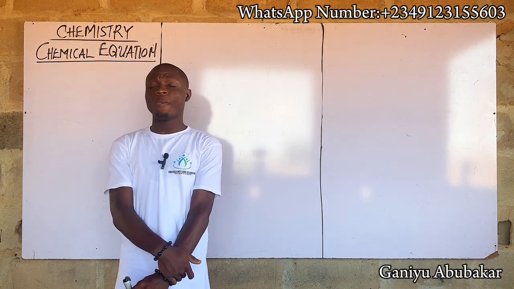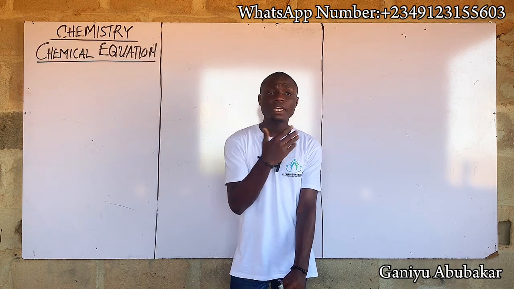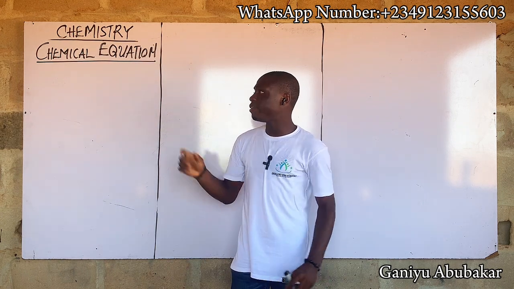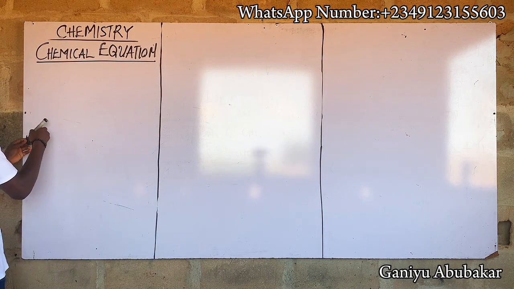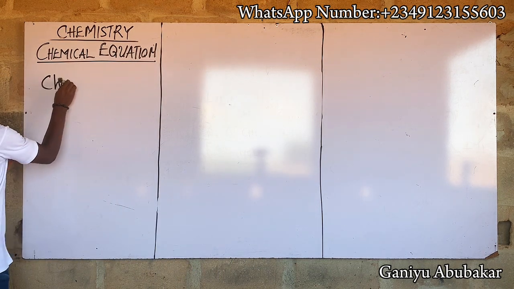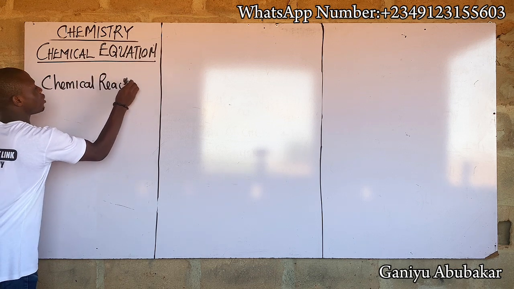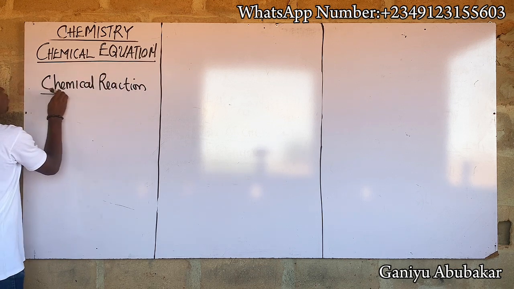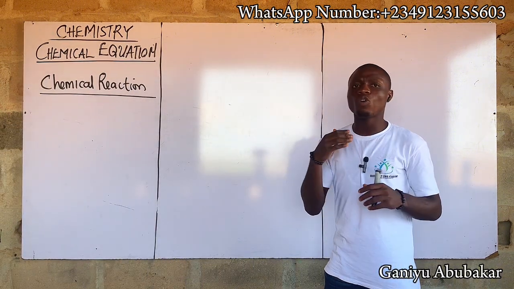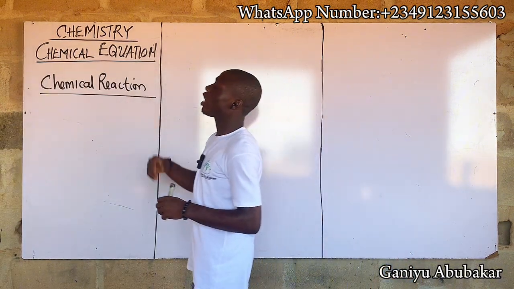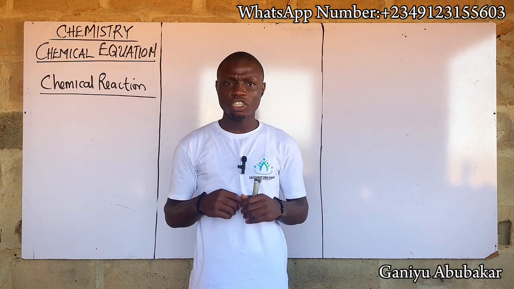Let me prove that to you. How do you possibly represent a chemical reaction using a chemical equation, please? Let's define something. Let's define chemical reaction. First is first. Before I start with chemical equation, let's treat chemical reaction first. What is a chemical reaction by definition?